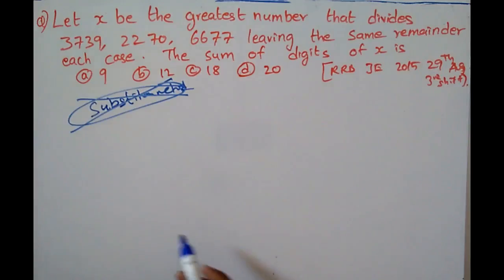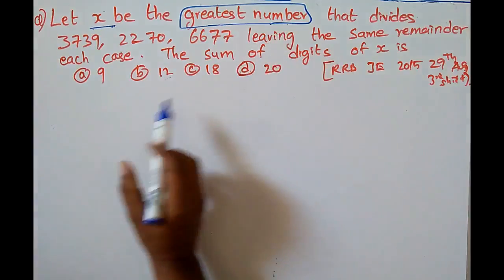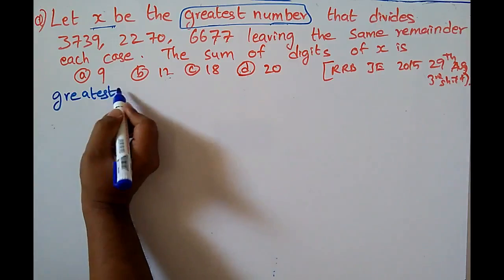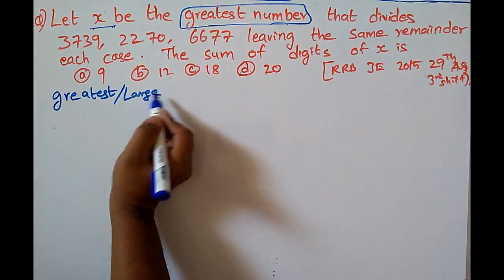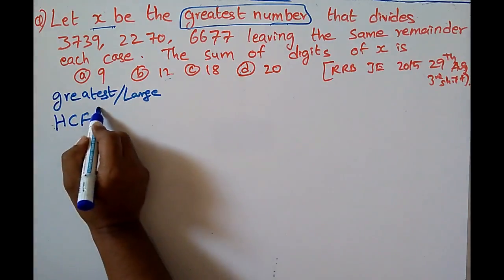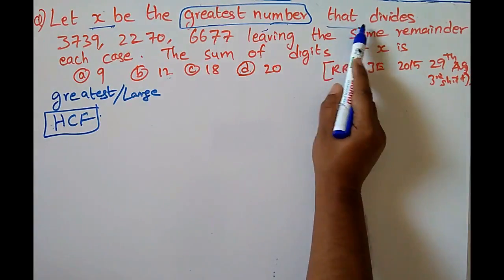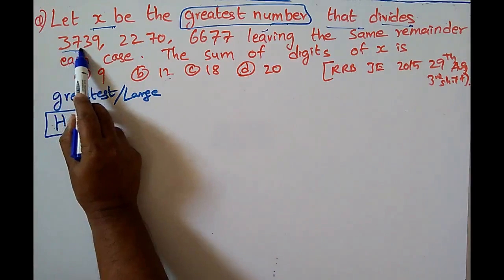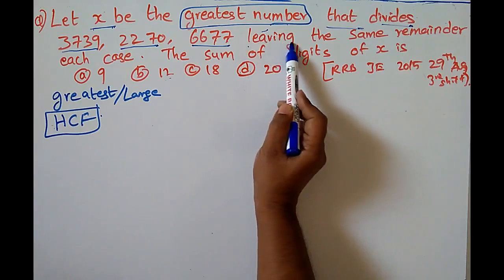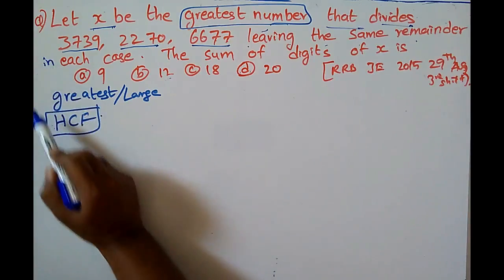Let us see the question. What you have seen, let x be the greatest number. What we have seen, whenever there is a terminology like greatest number or largest number, we have to consider the HCF. Okay, friends, highest common factor. So we have to find the HCF. Okay, this greatest number that divides 3739, 2270, 6677, leaving the same remainder in each case.